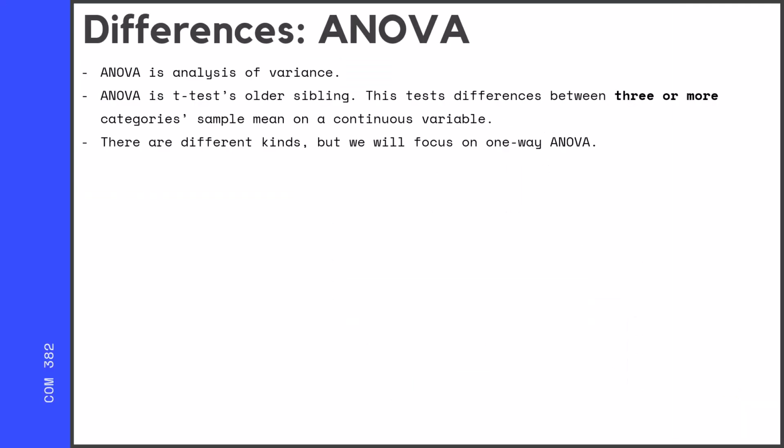The last test we're going to talk about is ANOVA. ANOVA stands for Analysis of Variance. ANOVA is the t-test's older sibling. ANOVA tests differences between three or more categories' sample means on a continuous variable. So a t-test has to be two levels, in that case played soccer or didn't, and then on any continuous variable. ANOVA, three or more. We're going to focus on one-way ANOVA. There are a lot of different kinds of ANOVAs, but we'll use one-way ANOVA for this example.